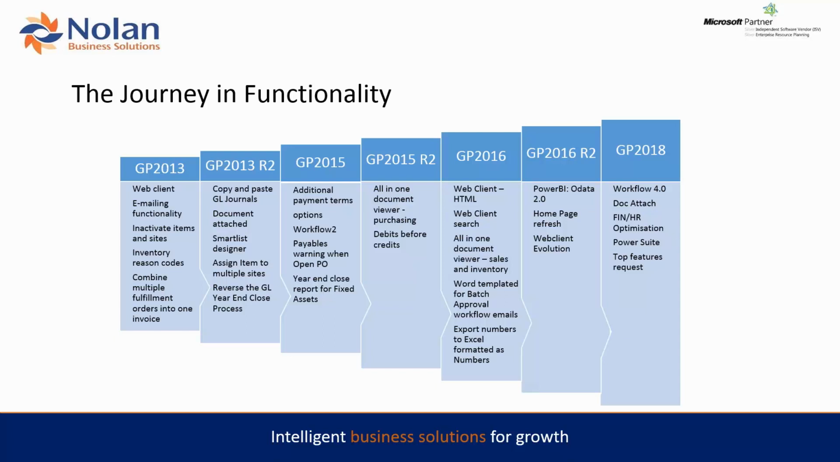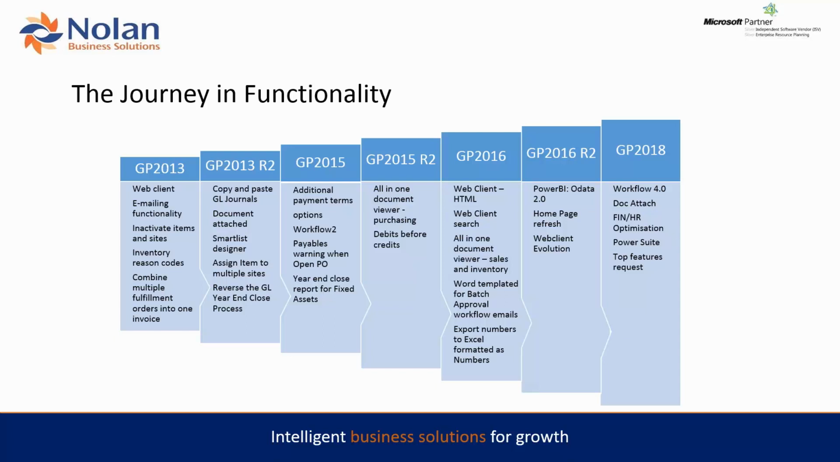You can see that also Documents Attach and SmartList Designer came out in GP 2013, and it's been really good along our journey of functionality to see how those products, those enhancements have gone through into GP 2018 to be part of the core system and how the users are now using them.